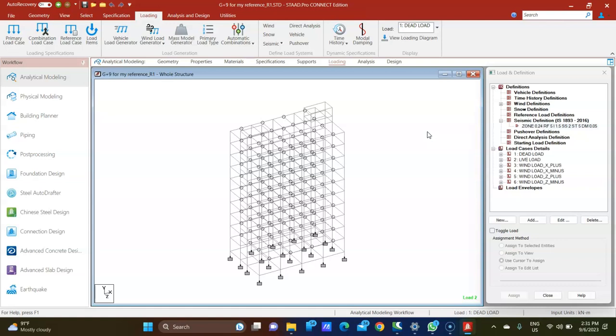You need seismic weight, right? And seismic weight depends on dead load and live load. Dead load and live load are already given, right? So I will only pick up that kind of value in some different format. Let's see.